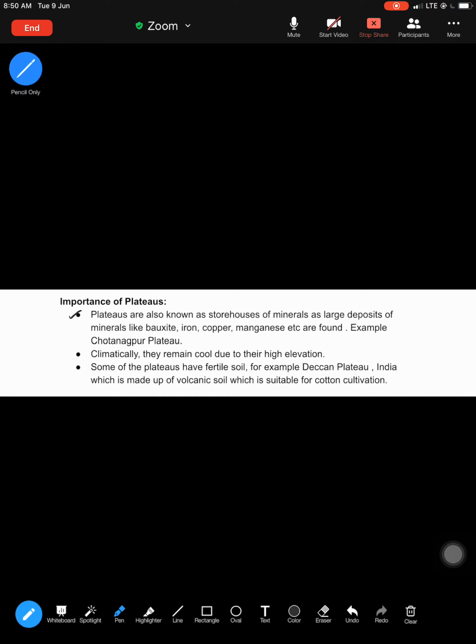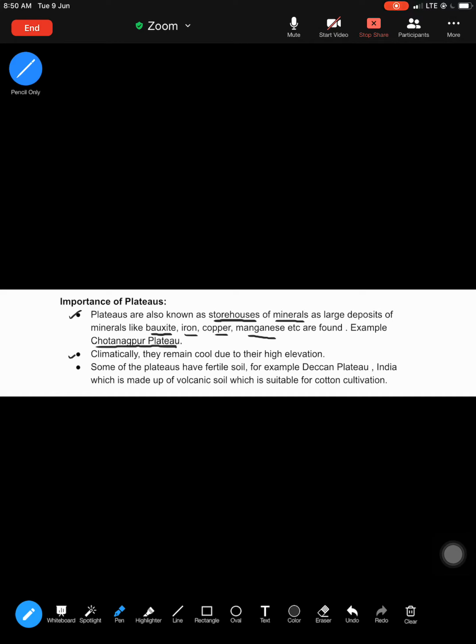The first importance of plateaus is that plateaus are storehouses of minerals, because we see most of the plateaus are rich in minerals. I've taken an example of the Chotanagpur Plateau in Jharkhand, which is rich in minerals like bauxite, iron, copper, manganese, which are found in this plateau. That is why plateaus are known as storehouses of minerals. Some plateaus are rich in gold, all right? So that is the reason why plateaus are known as storehouses of minerals.